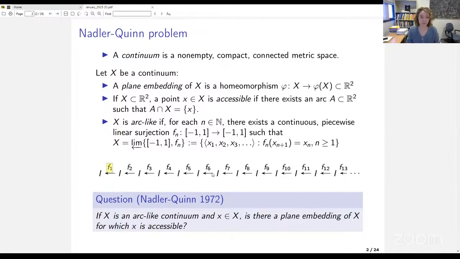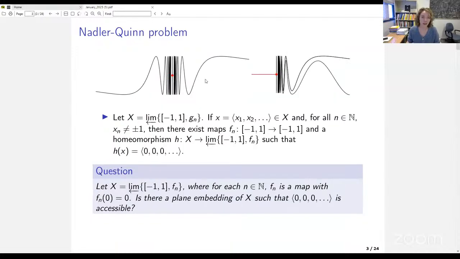All right. So as a quick example, the double sine 1/x continuum is an arc-like continuum. We have these two rays. If we look at this embedding of it in the plane here, we have two rays which compactify on an arc in the middle. And with this particular embedding, any point on this arc, which is not an endpoint, is not accessible. We cannot draw an arc that will only intersect the continuum at this red point here.